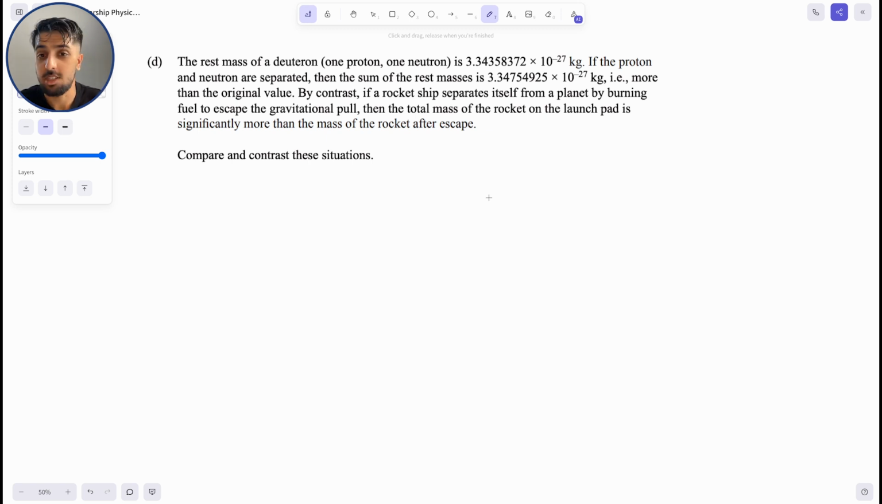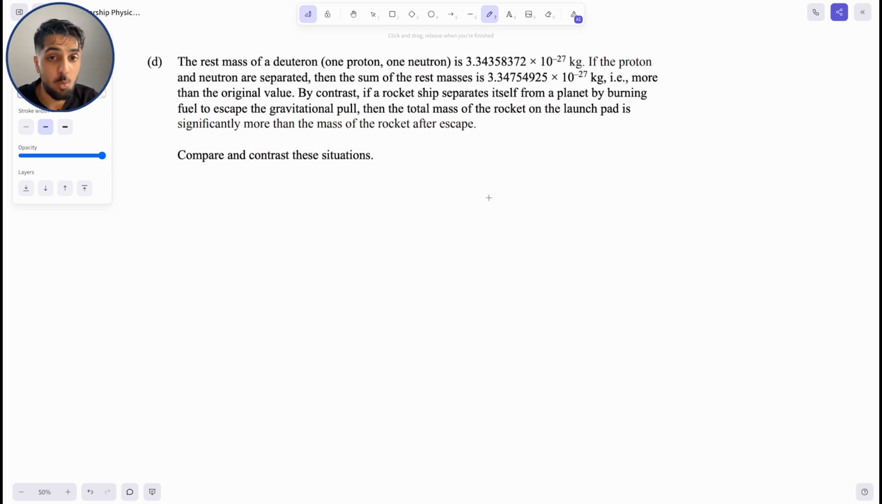By contrast, if a rocket ship separates itself from a planet by burning fuel to escape the gravitational pull, then the total mass of the rocket on the launch pad is significantly more than the mass of the rocket after escape. Compare and contrast these situations. Okay, so the rocket will eject its mass in the form of rocket fuel in order to escape the gravitational pull and go into the atmosphere.